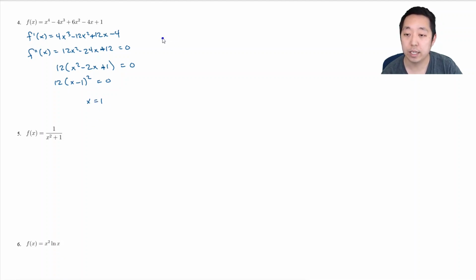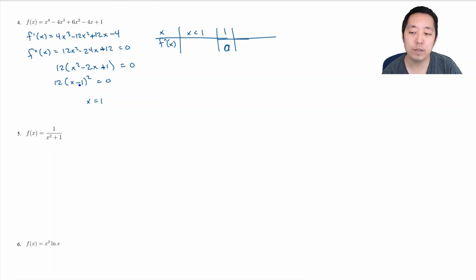Okay, so that's my candidate. If I were to plot my line f and f double prime of x, I just have a 1 here, and this is where the second derivative is 0. If I look to the left, x less than 1, note that this quantity is always positive, because even if this part here is negative, which it would be when x is less than 1, when I square it, it becomes positive. And 12 times a positive number is still a positive number. And this is also positive.